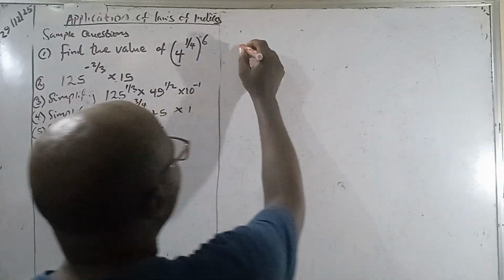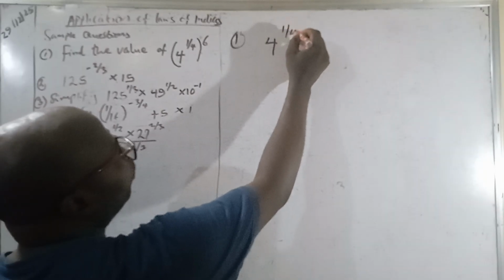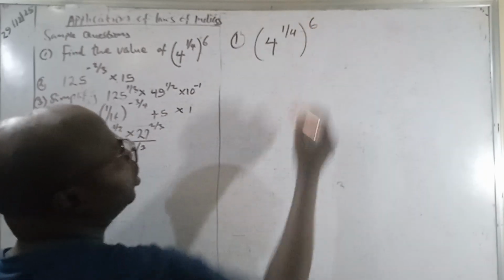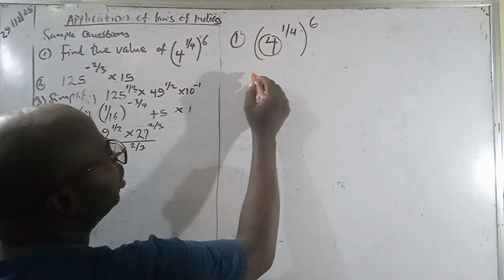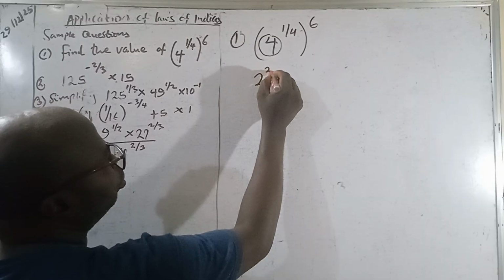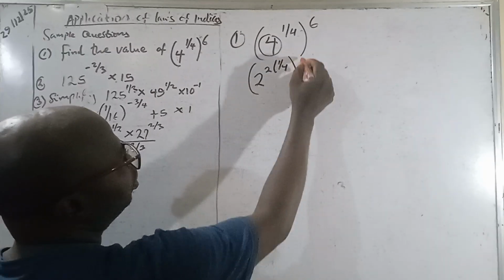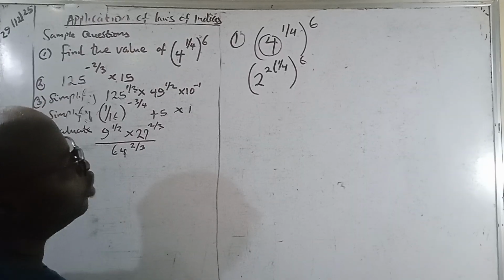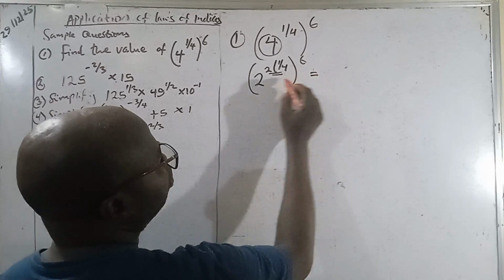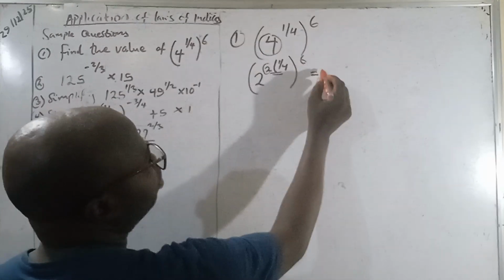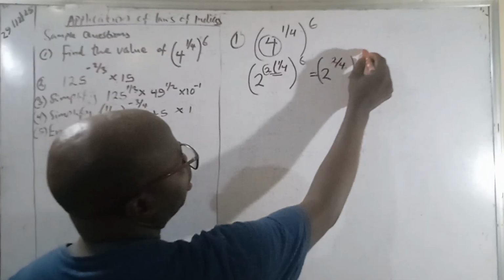So if you look at question 1, it says find the value of 4 raised to power 1 over 4 and everything raised to power 6. Can you see that? All right. If you look at this, 4 itself is 2 raised to power 2, then raised to power 1 over 4, and everything raised to power 6, right? So this is a case of double power. If that is double power, it means multiply this power with this one, it becomes 2 raised to power 2 over 4, and everything raised to power 6.